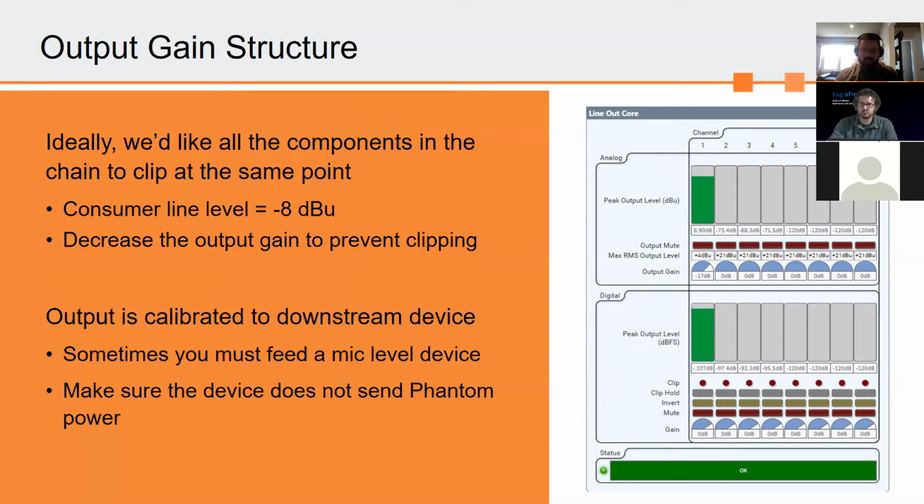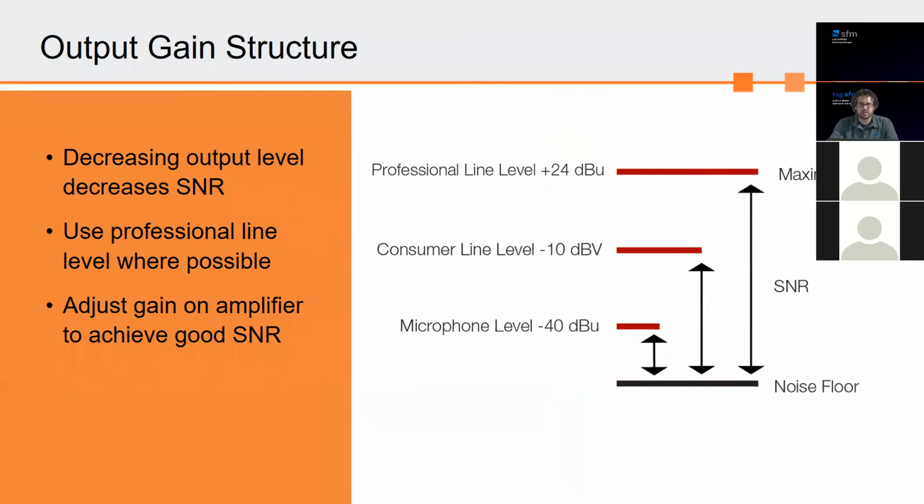With proper gain structure, you want all components in the chain to have the same clipping point, which will give you the best overall signal to noise ratio from input to output, okay? So here's that output gain structure. Like I said, professional line levels at plus 24 dBu. As our output level decreases, our SNR decreases. So as we drop down to consumer line level, you can see we get a smaller noise floor. And again, as we get down to microphone level, if I'm going to a microphone input of a sound console, and that's the only choice I have, then I'm going to have a very small signal to noise ratio.